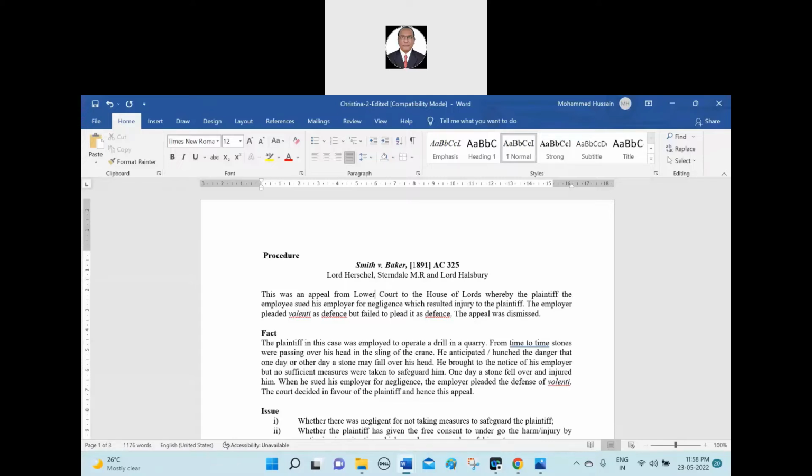So the appeal was dismissed. That means the employer has to pay the compensation to the baker. That was the disposition. So that thing should come as the benefit.